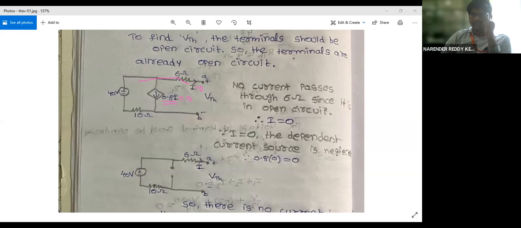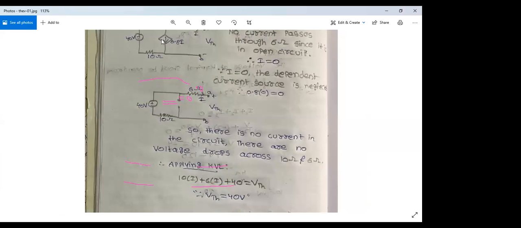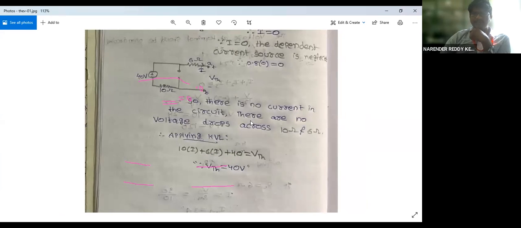So this will be the equivalent circuit, and we know that since there is no current flow in the 6 ohm or 10 ohm resistor with this open circuit, because this is already open, whatever voltage appears here will appear across these plus minus terminals. Am I clear? So what's the value of VTH now? 40 volts. The same 40 volts will appear across the terminals A and B, right? So this was the example given.